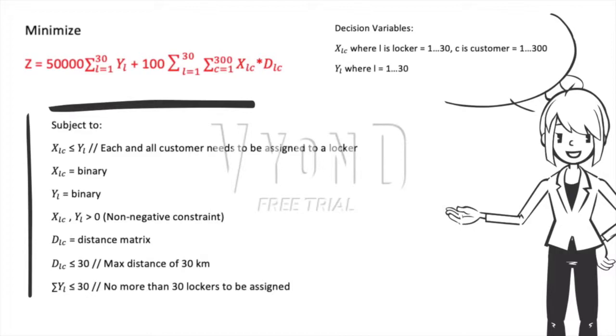As for our constraints, we have x of LC is less than or equal to y of L. This is each and all customers need to be assigned to a locker. x of LC and y of L are binary. They're also non-negative. D of LC is our distance matrix. The customers are to have a max distance of 30 kilometers and no more than 30 lockers are to be assigned total.